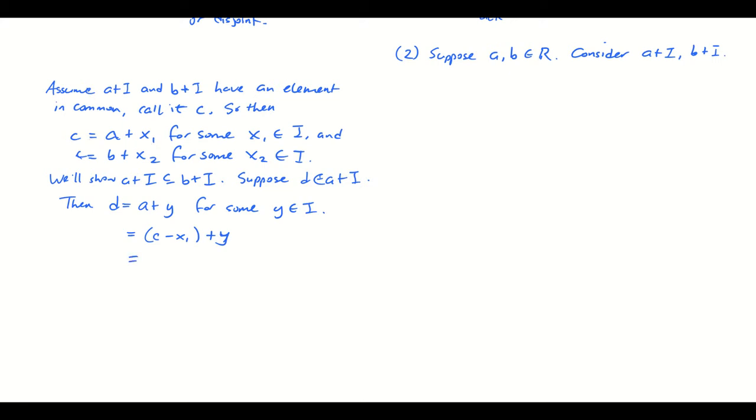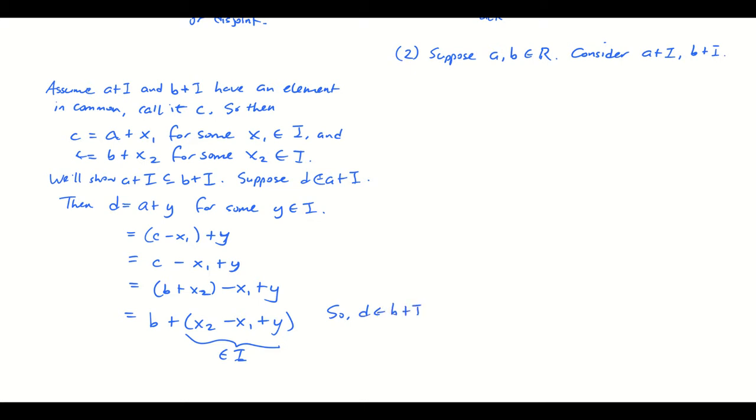All right, so once I have that, I've got C minus x1 plus y. The parentheses don't really matter there. And then C is equal to B plus x2, so D is B plus x2 minus x1 plus y. So now I have B plus this other thing here, kind of a mess, but everything there is an element of I. x2 is, x1 is, so the opposite of x1 is, and y is. So all of that is an element of I. So D belongs to B plus I. So what I've shown is that any element of A plus I has to belong to B plus I.